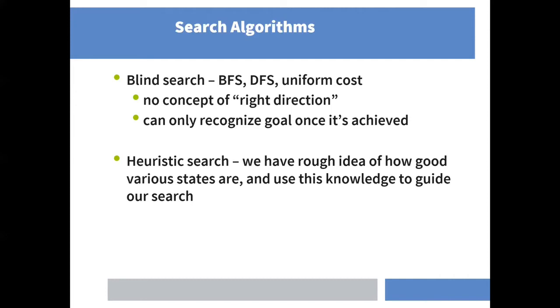Now, you will learn about informed search, also called heuristic search. Heuristic search has a rough idea of how good various states are and uses this knowledge to guide our search.